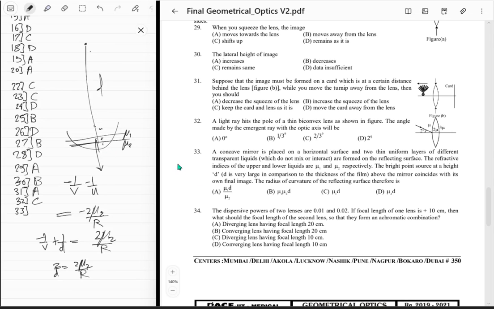Wait, they are saying upper and lower liquids are mu1 and mu2 respectively, right? So this is mu1, this is mu2. Of course, it's going to be then mu2 d, right? So 33 is d. Okay, 34.